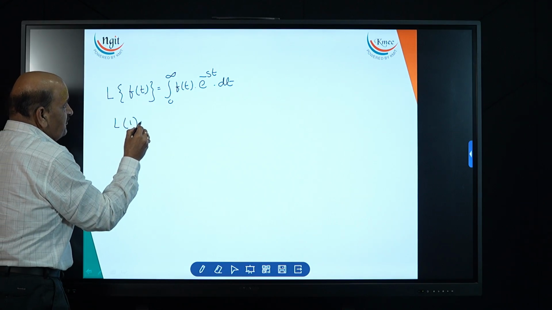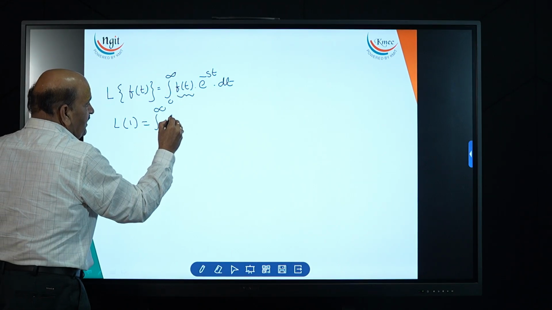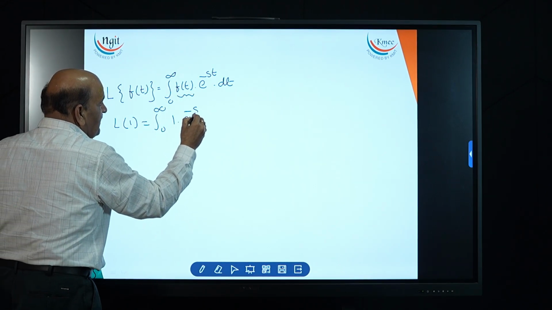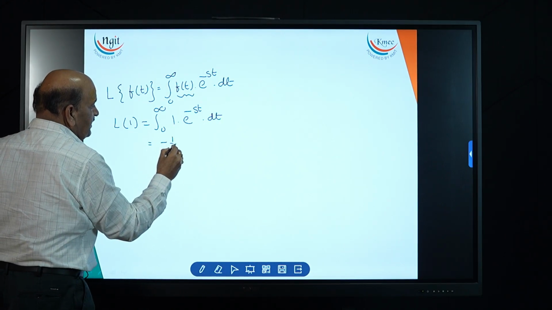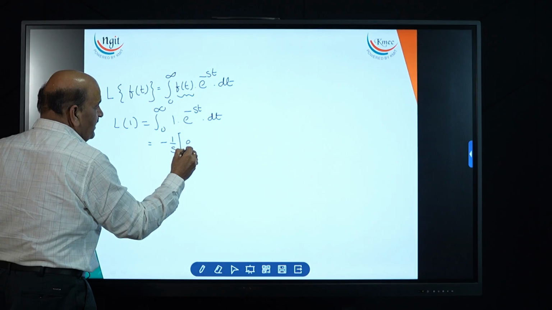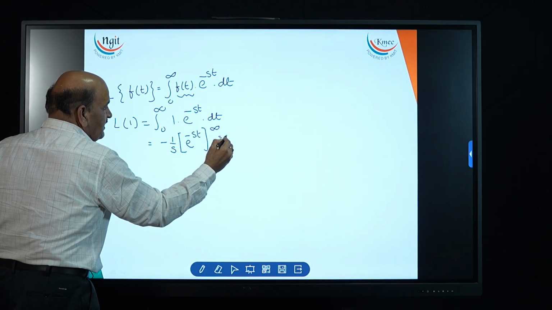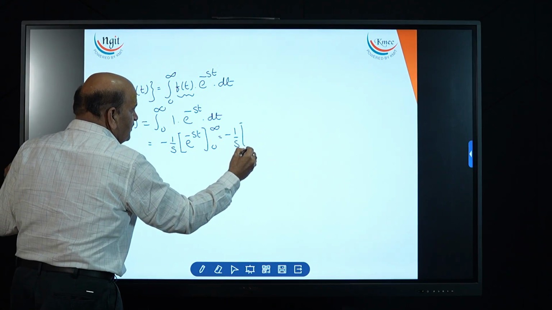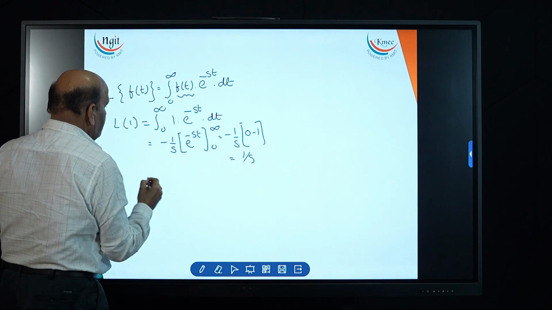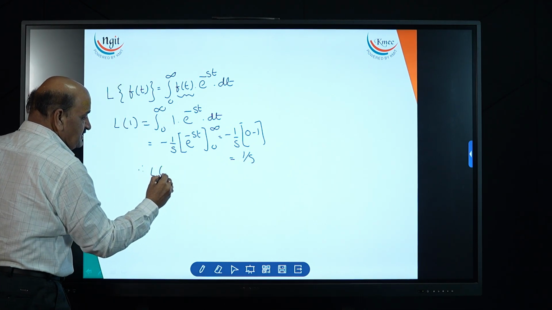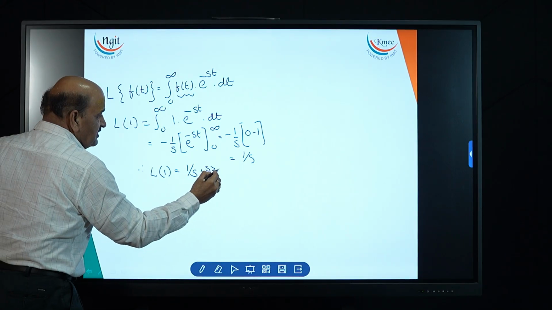What is the Laplace transformation of 1? For example, in place of f of t, put 1, it becomes e power minus st dt. Now, take the integrating constant minus 1 by s, with e power minus st from 0 to infinity. This is minus 1 by s into 0 minus 1. This value equals 1 by s. Therefore, the Laplace transformation of 1 equals 1 by s, where s is greater than 0.